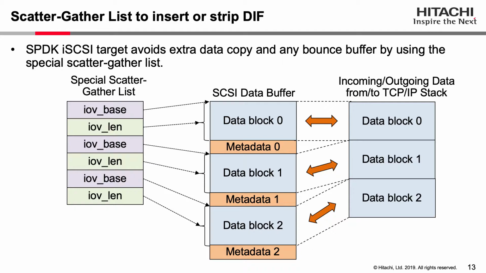So we create a loop, and inside the loop, we first create a scatter list to leave DIF space for each data block, and then pass it to the TCP/IP stack to read the incoming data, and then generate and insert DIF into the vacant DIF spaces. After completion, we process the iSCSI PDU.